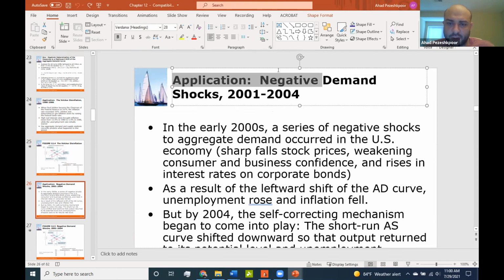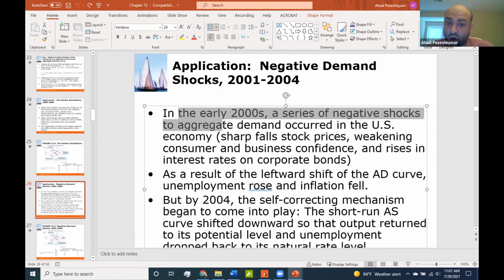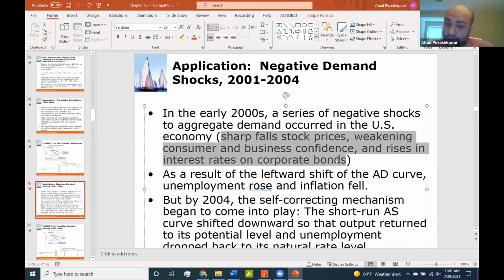So, application: negative demand shocks. Let's see what happens when something goes wrong. In the early 2000s, a series of negative shocks to aggregate demand occurred in the US economy: sharp falls in the stock prices, weakening consumer and business confidence, and rises in interest rates on corporate bonds.